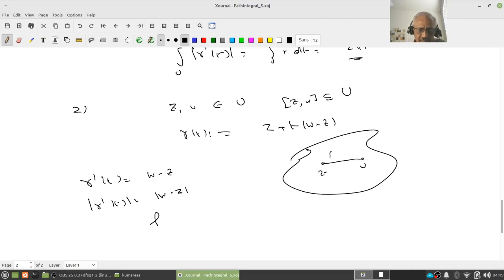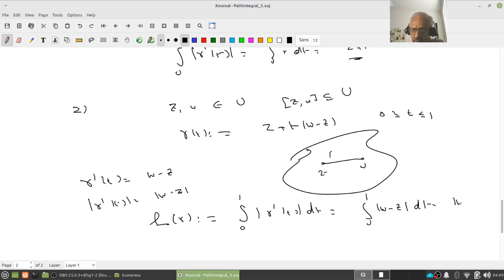Notice that it is independent of t. Therefore, what is the length of gamma? The length of gamma is the integral from 0 to 1, with t between 0 and 1, of modulus gamma prime t dt. But that's a constant, right? The integral from 0 to 1 of mod w minus z dt equals mod w minus z. Therefore, it's the length of the line segment, right?